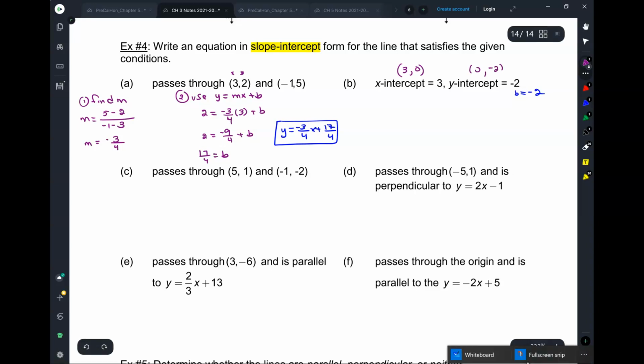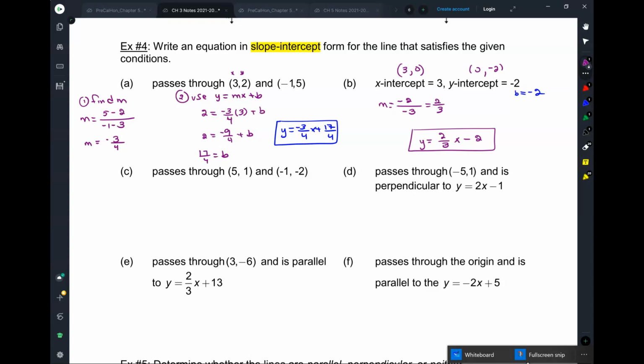If the x-intercept is 3, that number goes in the x position and the other one is 0. If the y-intercept is negative 2, that number goes in the y position and the other one is 0. So now can I find slope here? Negative 2 over negative 3, so that's just 2/3. So the slope-intercept form is y equals 2/3 x minus 2.